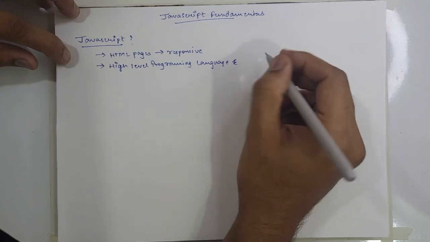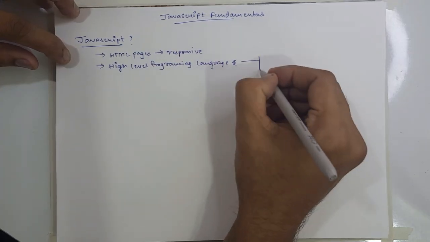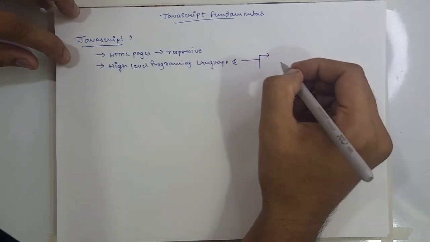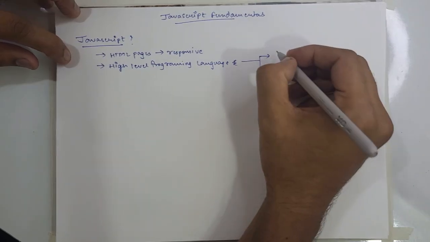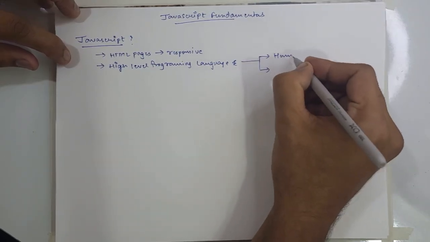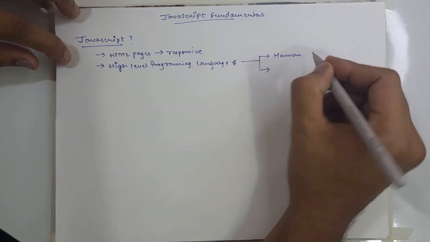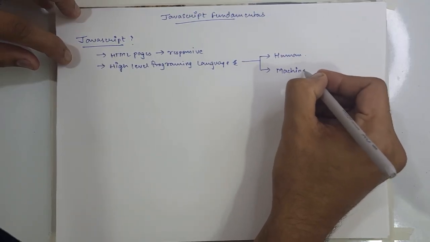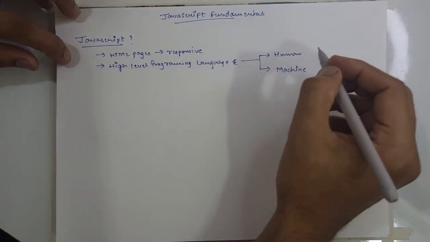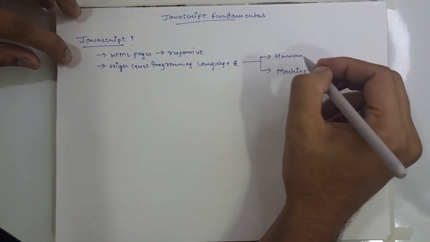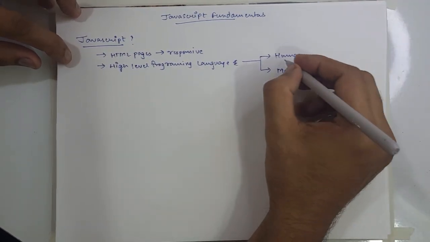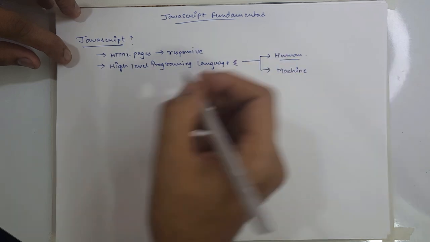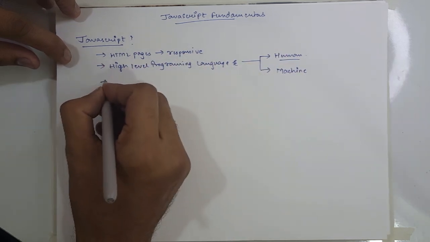To all of you who are not familiar with what a high level programming language is, there are two types, high level and low level. A high level programming language is something which humans can read, and a low level programming language is something which a machine can read. Definitely we'll be talking about a high level programming language, what we can read.